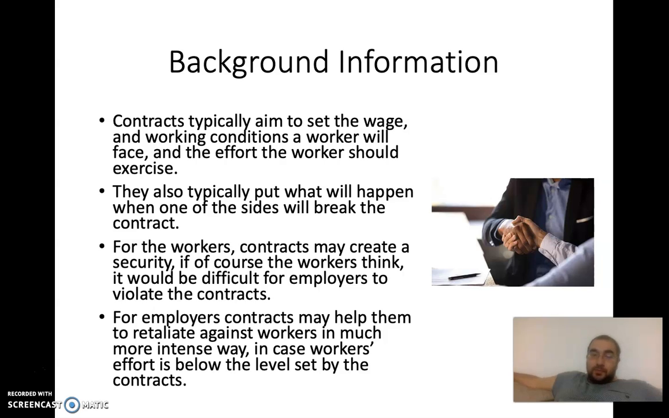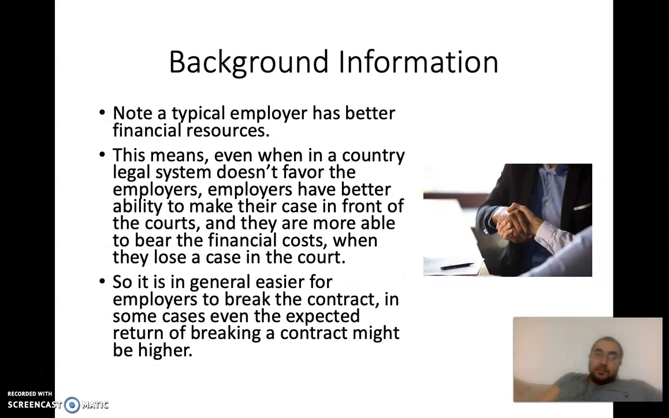And for the employers, of course, it sets certain rules, so it might make it easier for them, and in a more systematic way, they can basically retaliate against the workers, since now there's a clear effort level that is set. And, well, this is the part I have already told you.